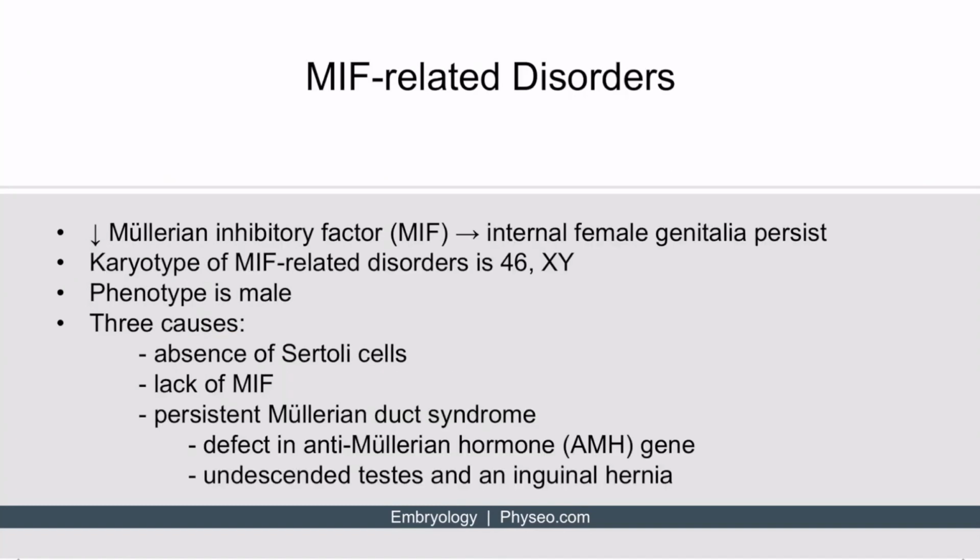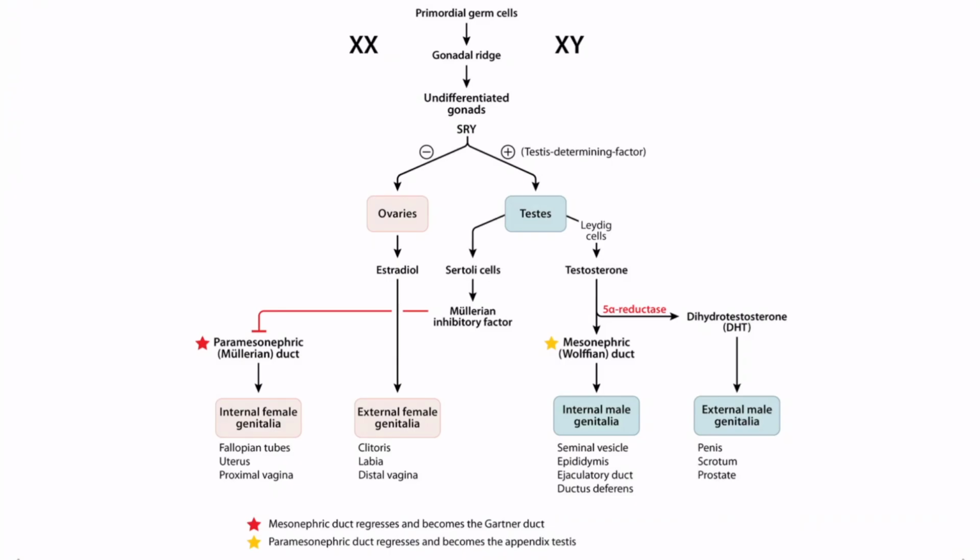MIF-related disorders, or Müllerian inhibitory factor-related disorders, all share a similar mechanism. Müllerian inhibitory factor is decreased, and this results in persistence of the internal female genitalia. If we go back to the overview diagram that we introduced in the last video, recall that Sertoli cells normally secrete MIF, and as you can see, this inhibits the Müllerian duct from forming. Therefore, if the Sertoli cells are absent, this would cause decreased MIF. Alternatively, MIF can be defective or lacking, or the gene for MIF could be defective. Any of these scenarios would result in decreased MIF, which would result in the persistence of the Müllerian duct.